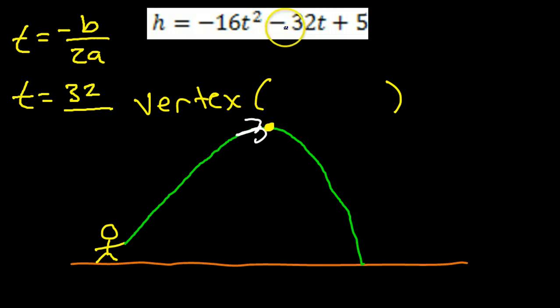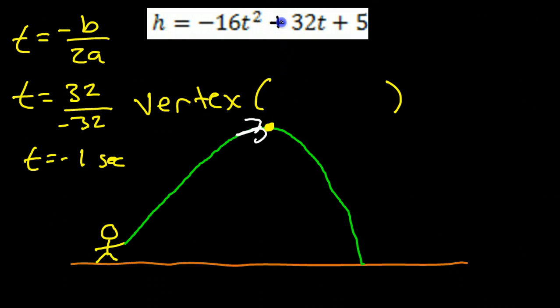Man, I have a feeling this is supposed to be a positive 32. Anyway, over 2a, 2 times negative 16 is negative 32. So that would give us a time of negative 1 second, which doesn't make any sense. It doesn't make any sense for it to take negative seconds. You can't have negative time. So this equation is wrong.